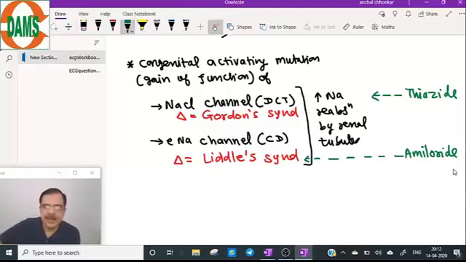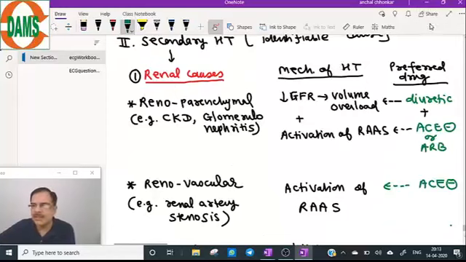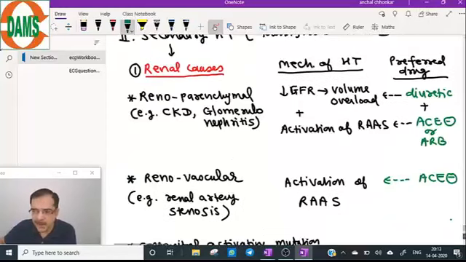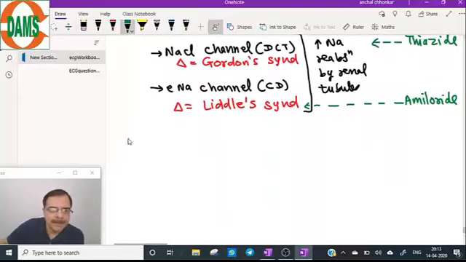Now come to the next system which can lead to hypertension. The first system is the renal causes. The second system, an important one, is number 2, endocrine causes.